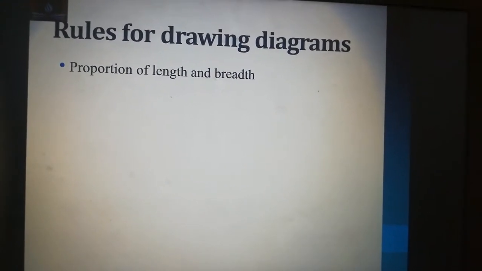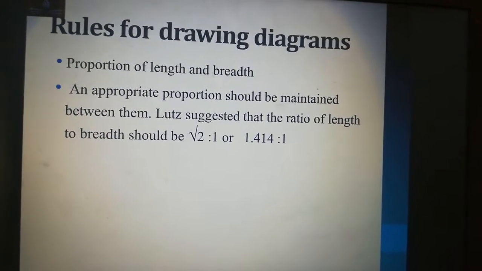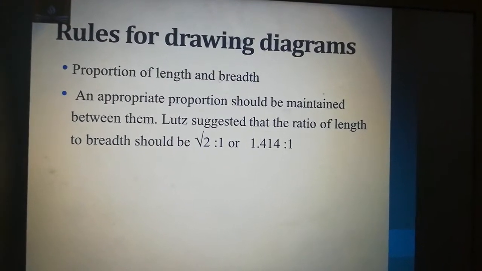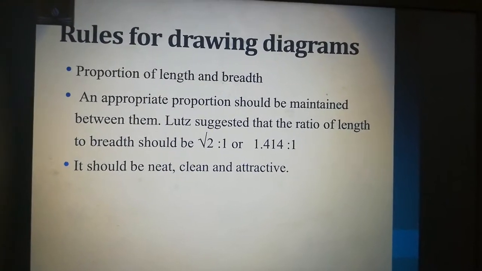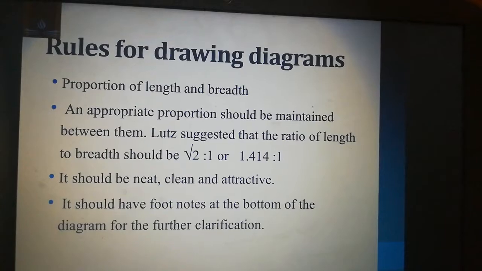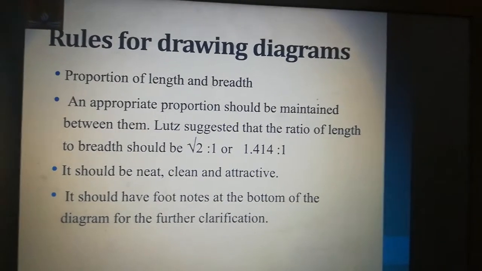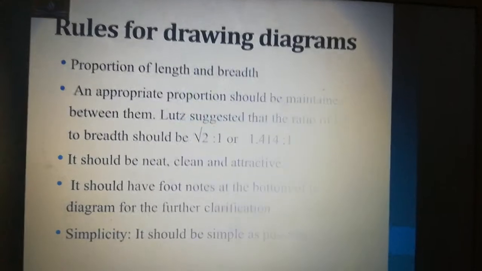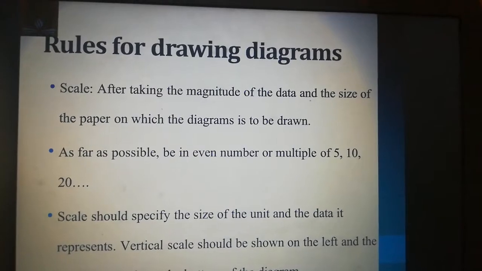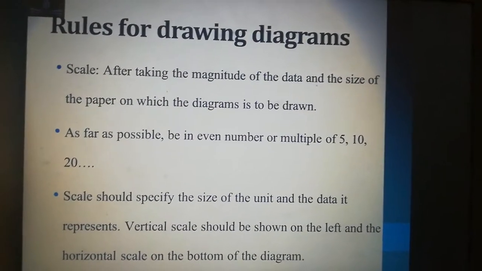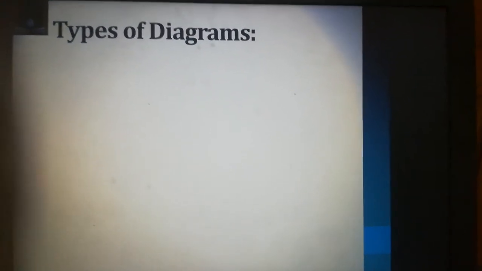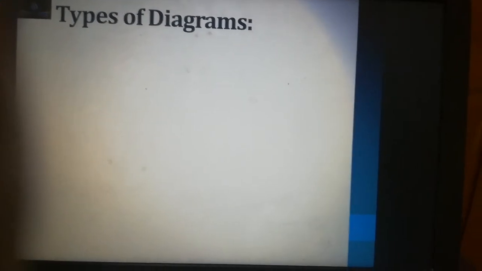Next is the proportional length and breadth. Lutz has suggested a ratio of square root of 2 to 1, where square root of 2 means 1.414. That is the ratio suggested. It should always be neat, clean, attractive, and have footnotes at the bottom if you want to give further explanation. It should be as simple as possible. The other one is choosing the scale. It should always be a whole number, and the vertical scale should be represented on the left side and the horizontal at the bottom.